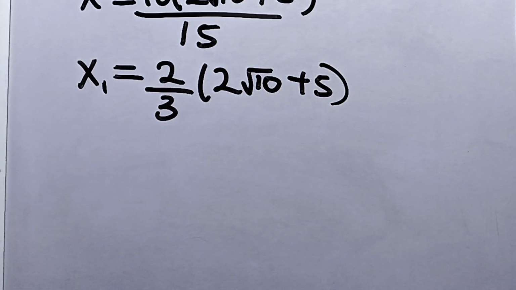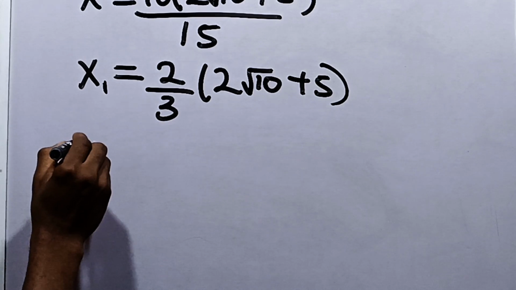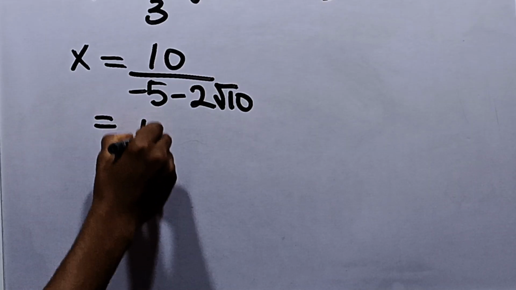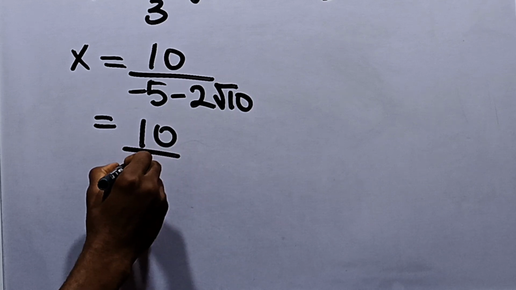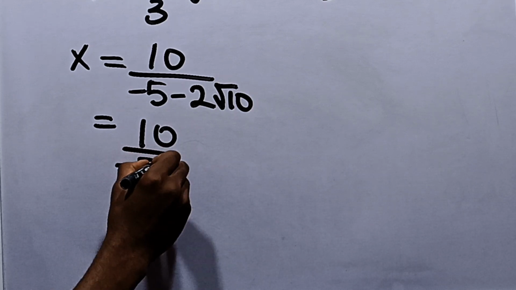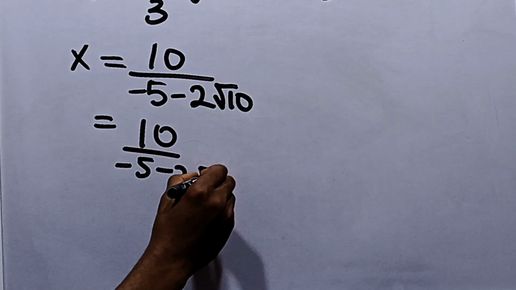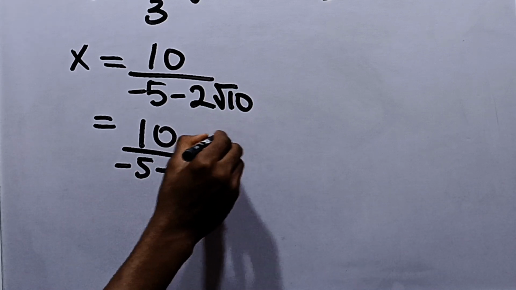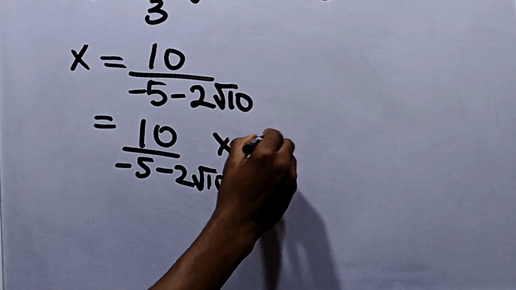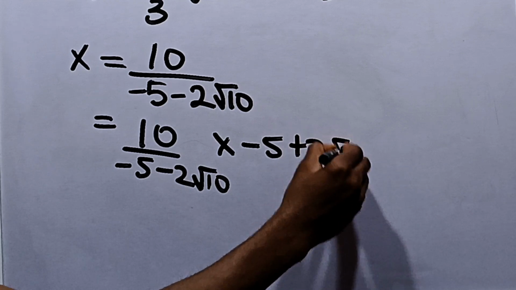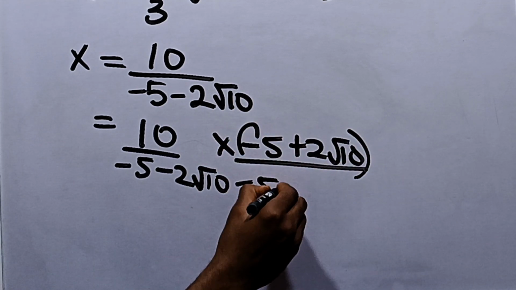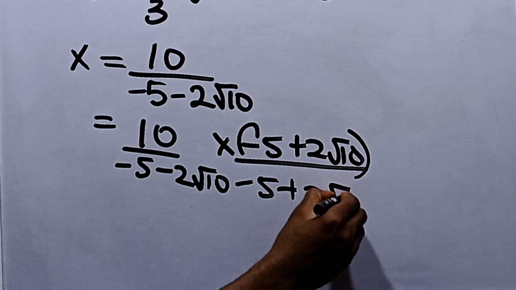Now for the second value for x, recall that x is equal to 10 divided by minus 5 minus 2 root 10. The conjugate of this is minus 5 plus 2 root 10. So we multiply the denominator by minus 5 plus 2 root 10, and the numerator by minus 5 plus 2 root 10.